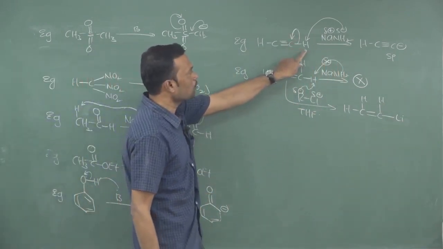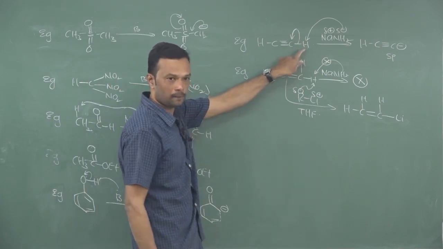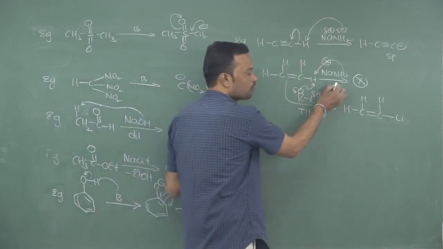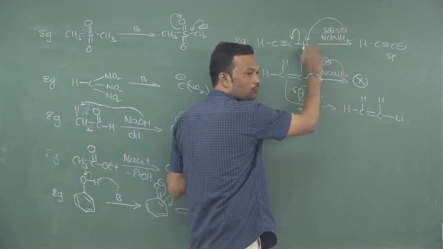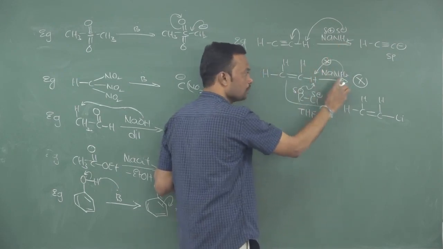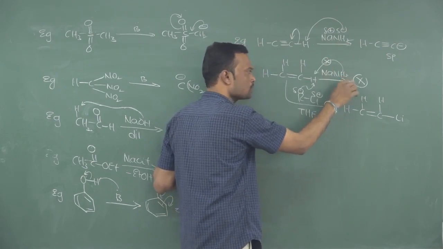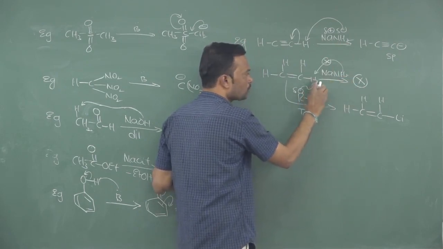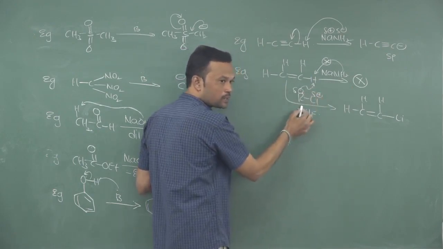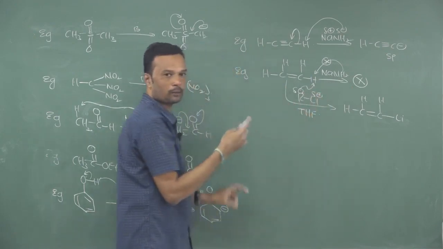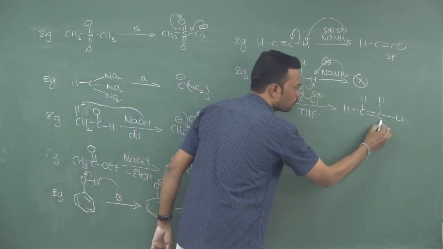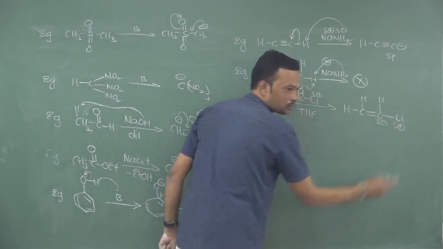Triple bonded hydrogen is easily taken by sodamide, but double bonded hydrogen is unable to be captured by sodamide, which indicates that it is a weak acid. For a weak acid, you need a powerful base to take this proton. Only LDA, lithium diisopropylamide, and one more, alkyl lithium, can take this proton, and finally form an organolithium. What is the charge here? Negative, and this is positive.